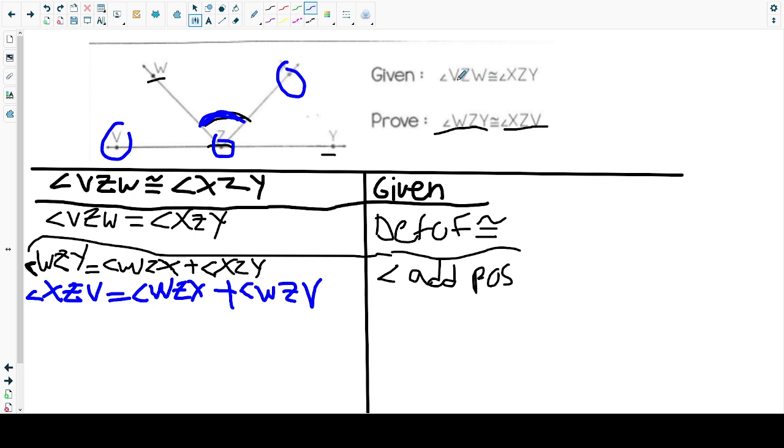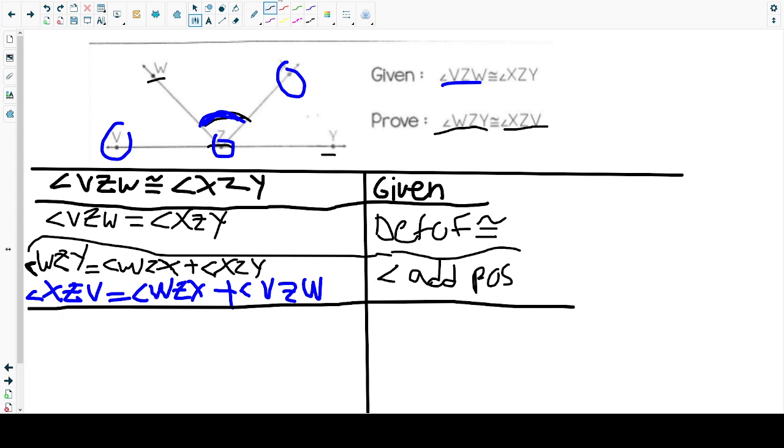Actually, I did label that. My bad. We already had that labeled as VZW. So again, let me be consistent. VZW. Same angle, just written differently because we already wrote it once up there, and I don't want to contradict what we've already written. All right.